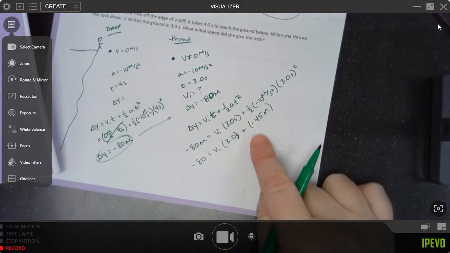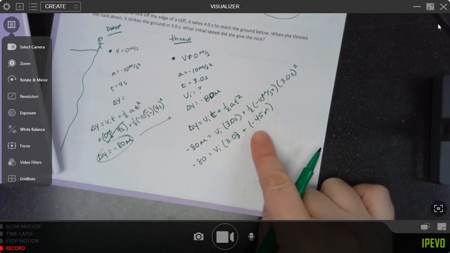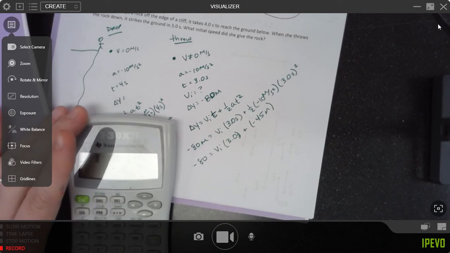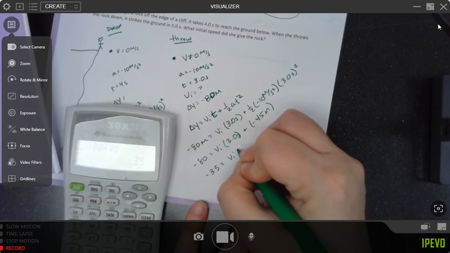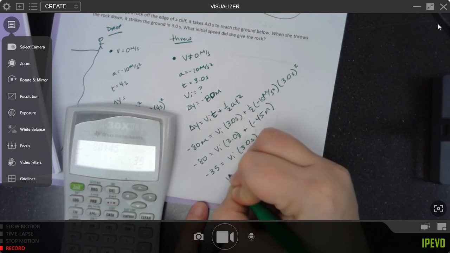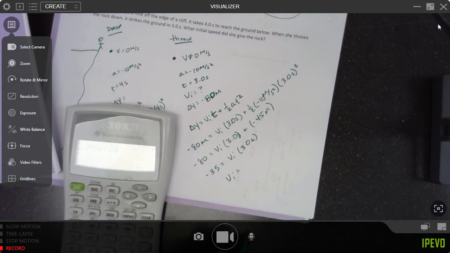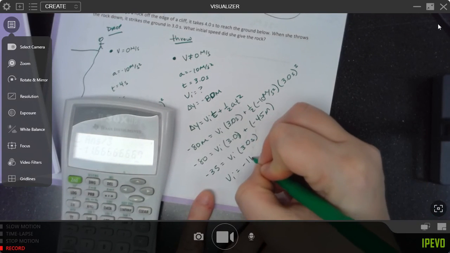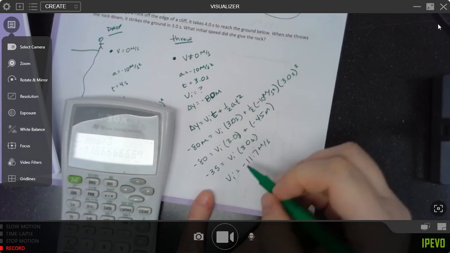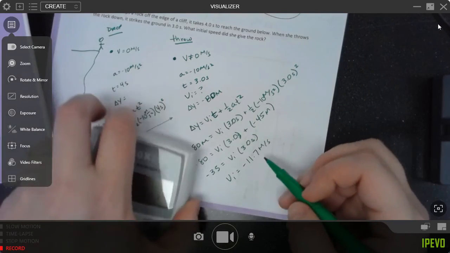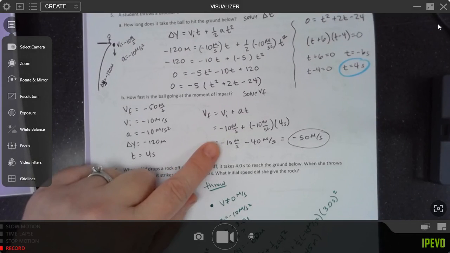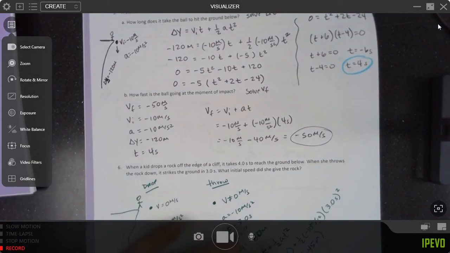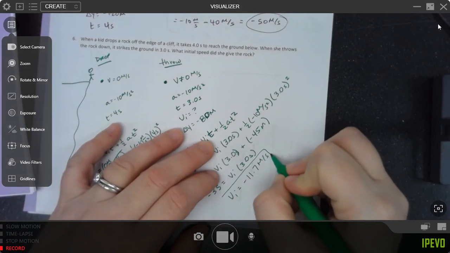All right, so I can add 45 to both sides. So if I take minus 80 plus 45, I get minus 35. And then my initial velocity should be minus 11.7 meters per second. So downward with 11.7 meters per second. And this kind of makes sense. Because up here, it took 4 seconds for our object to get to the bottom. Oh, it's a different distance, so it doesn't really apply.